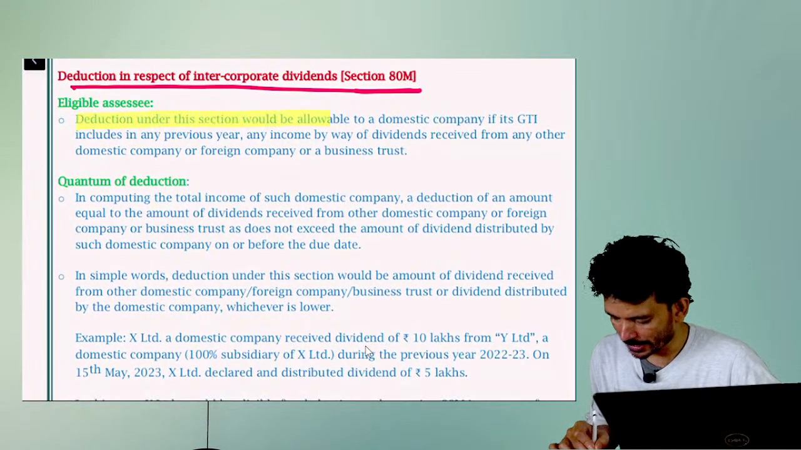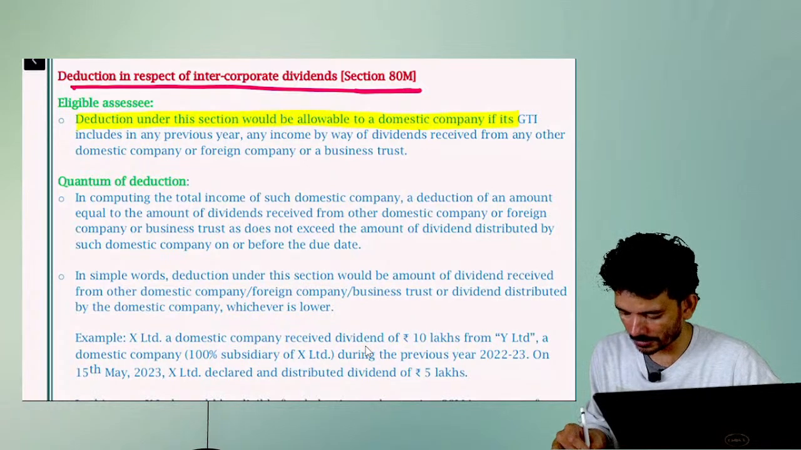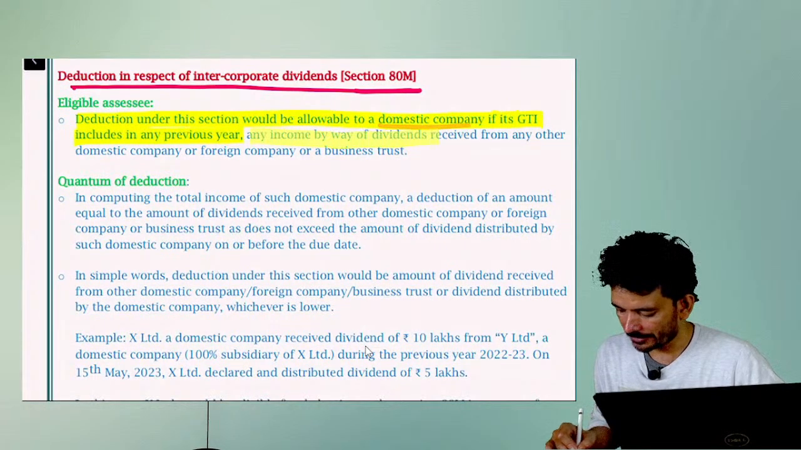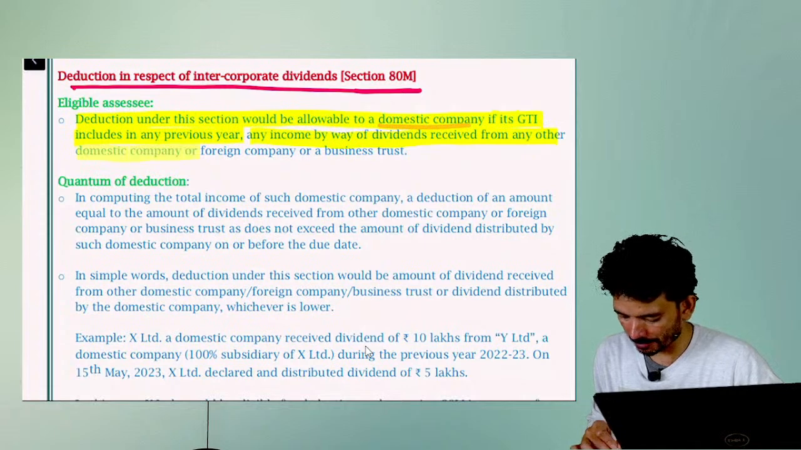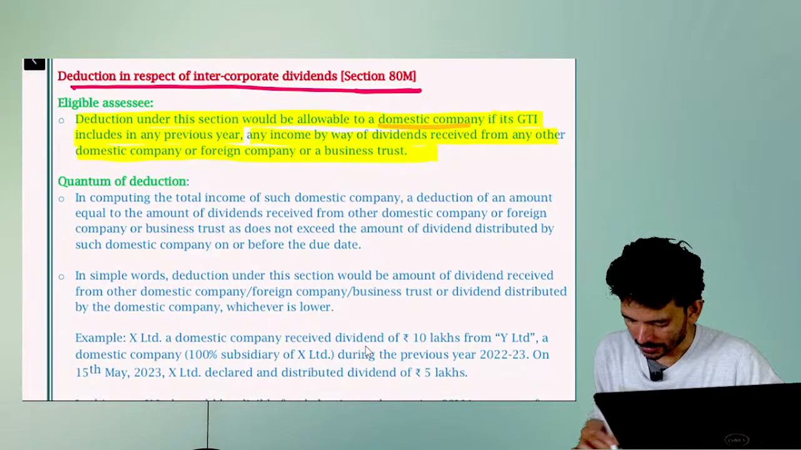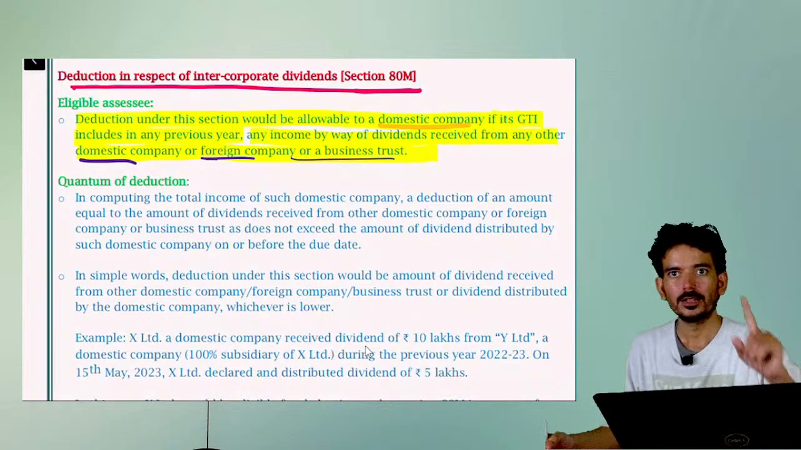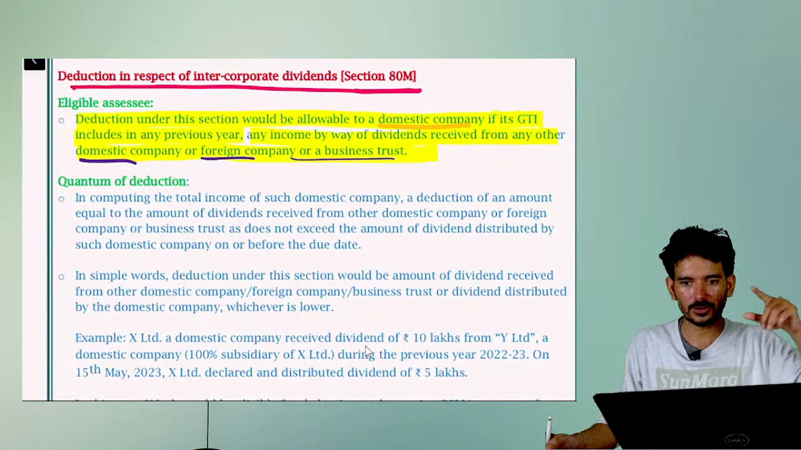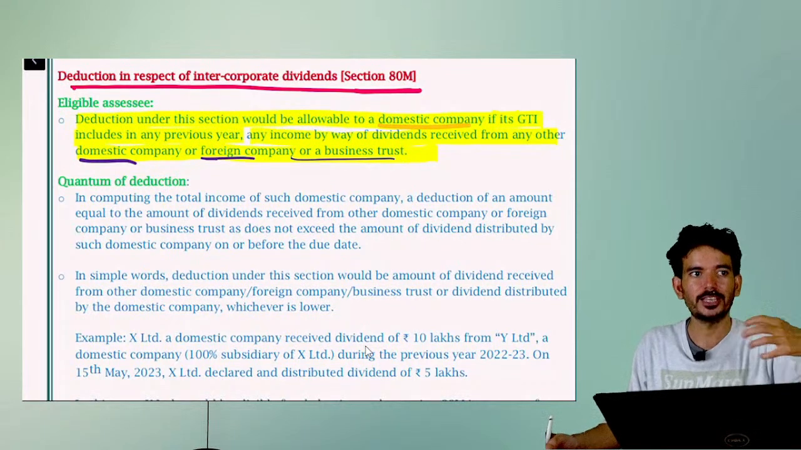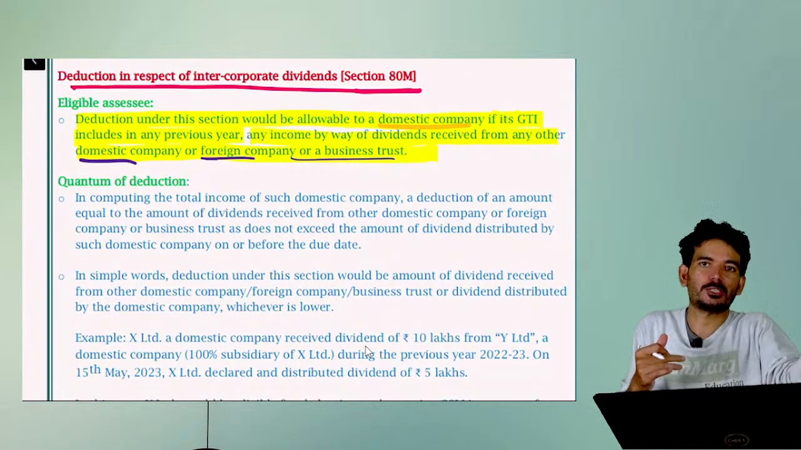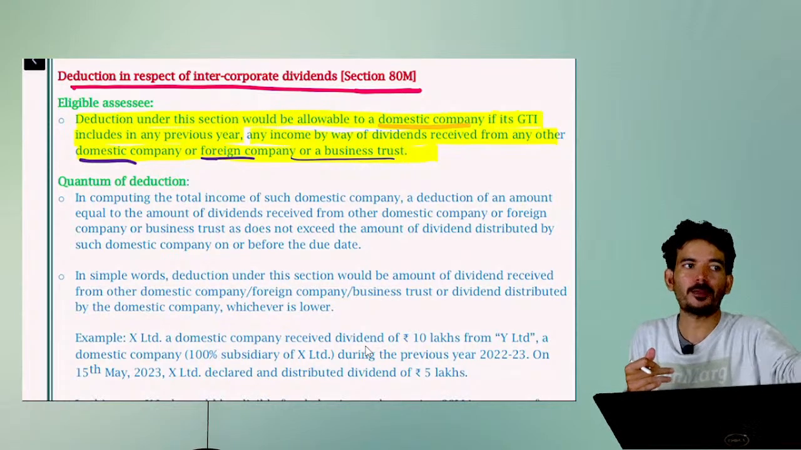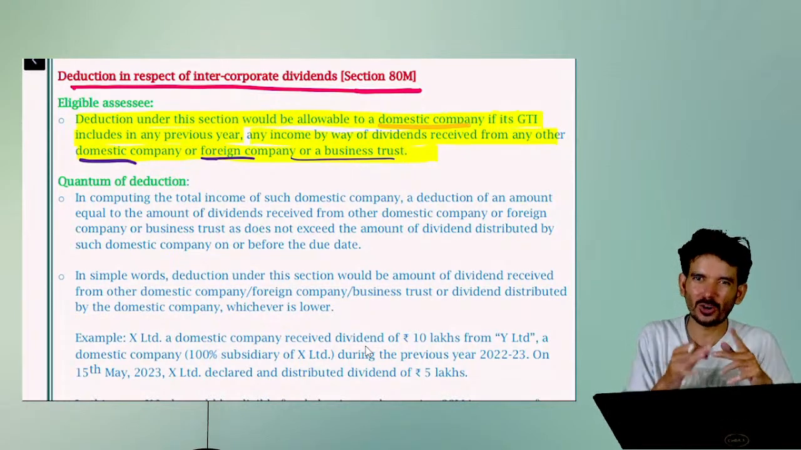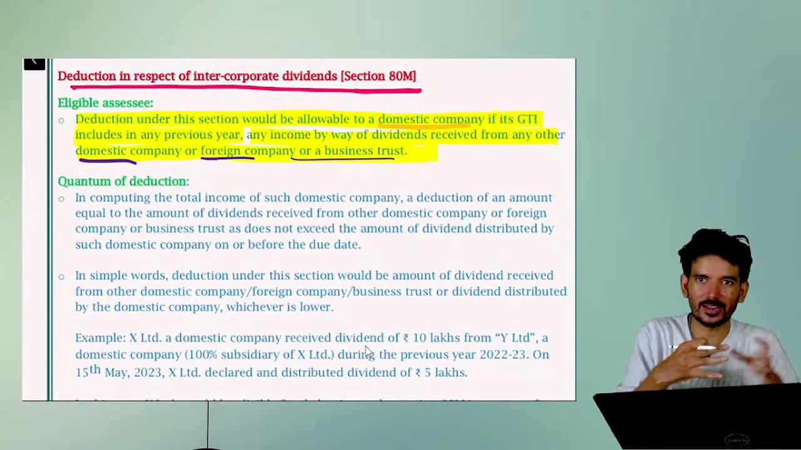Deductions under this section would be allowable to a domestic company. It's only for a domestic company. So in the examination you can remember that. If the gross total income of the previous year includes any income by way of dividend received from any other domestic company or a foreign company or a business trust. So one point you have to be clear on here. This special purpose vehicle, I have been telling multiple times at multiple locations. If you are following from the last 3 days, everywhere I am saying that the business trust will create a special purpose vehicle. So when the special purpose vehicle pays interest or dividend, it should not be taxable again, because both are one and the same.